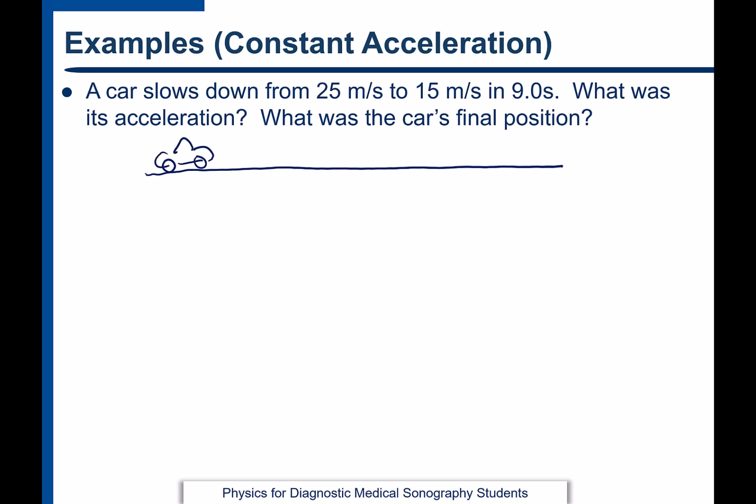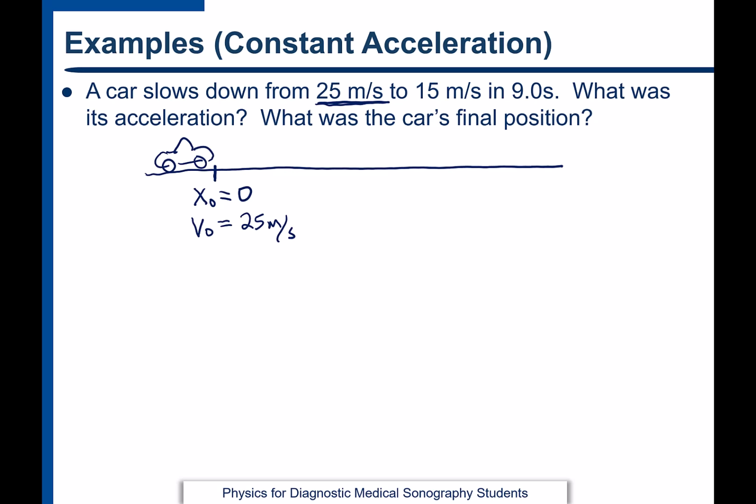And I'm going to say the initial position of the car is x naught equals 0, because I can always say wherever I want the origin to be. I'm just going to always pick it to be where the object starts. I'm also told that the initial velocity is 25 meters per second. So notice v naught is equal to 25 meters per second.